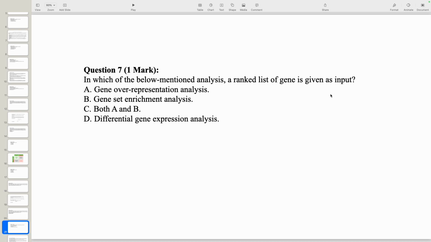In which of the below mentioned analysis is a rank list of genes given as input? A, gene over representation analysis. B is gene set enrichment analysis. C, both A and B. D, differential gene expression analysis. Please try to answer this question.